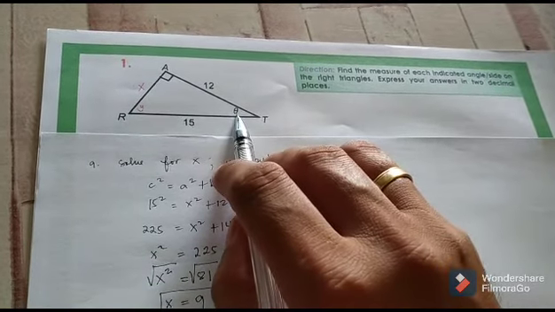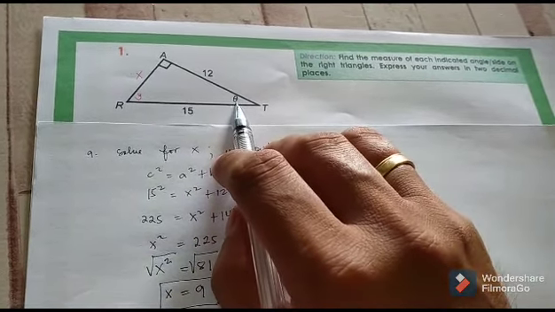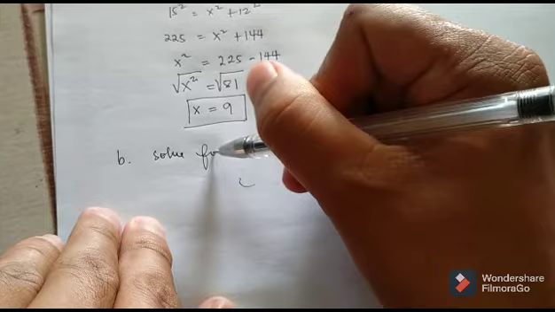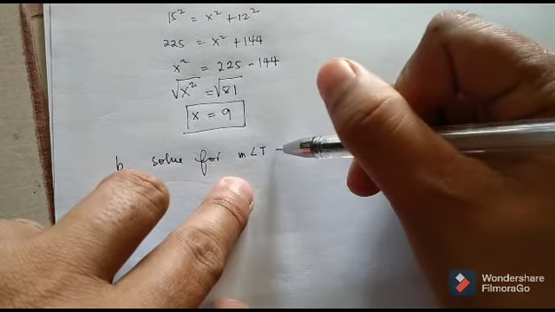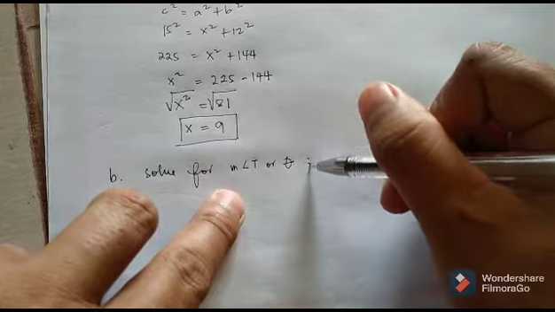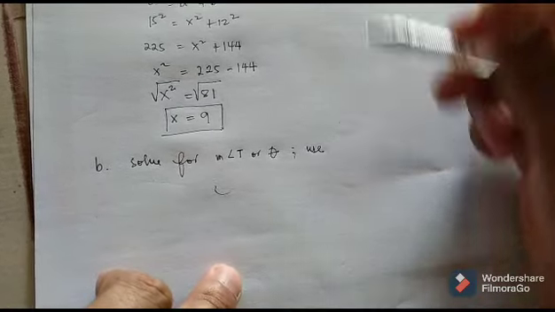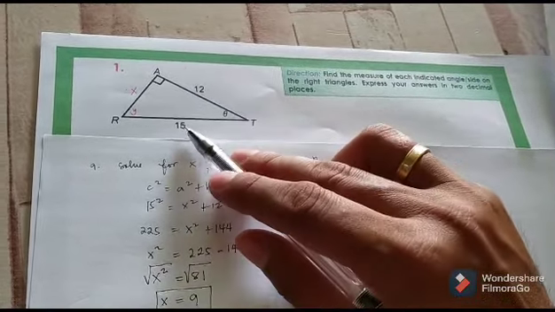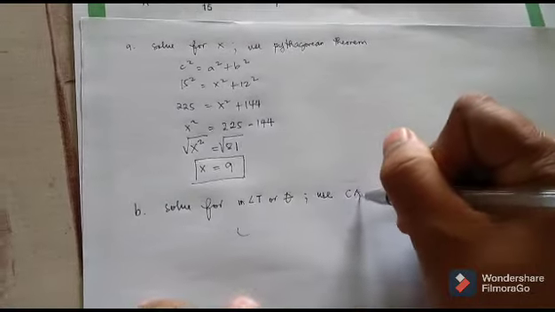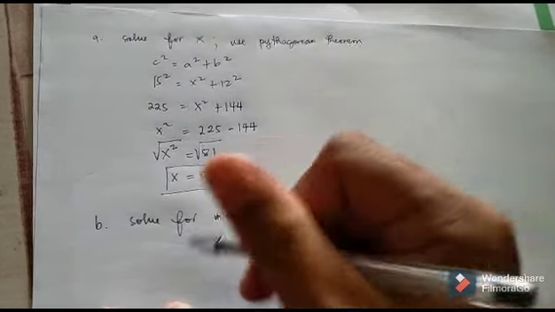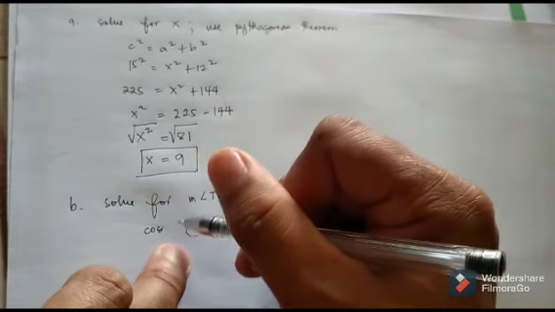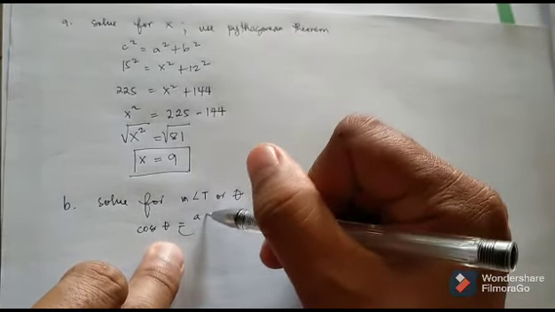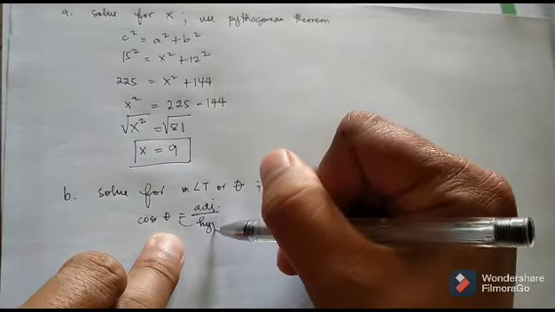We will be looking for the measure of angle t, which is represented by angle theta. So to solve for the measure of angle t or theta, what will you use? That is adjacent over hypotenuse. So we'll be using cos. Okay, so the cos theta is equal to adjacent over hypotenuse.